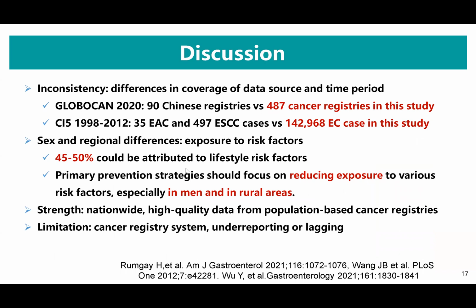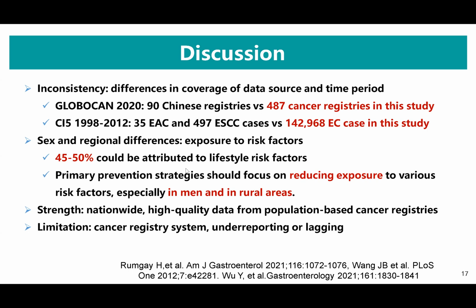Here's the discussion. The inconsistency between the results of this study and the previous study is mainly due to the difference in coverage of data source and time period. As we know, the GLOBOCAN 2020 included 90 Chinese registries, while in this study, we included 487 cancer registries. The CI5 included only 35 EAC and about 500 ESCC cases, while in this study, we included 140,000 esophageal cancer cases.